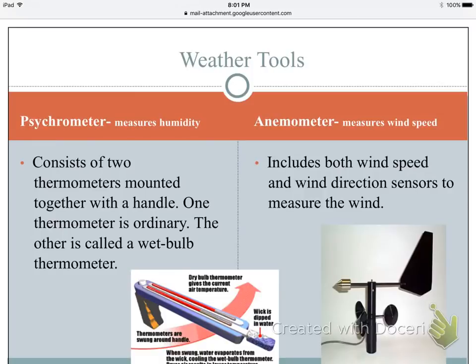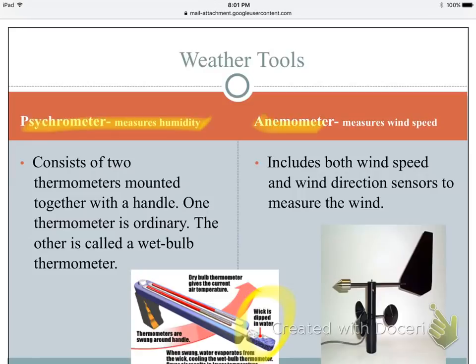Next we have a psychrometer, and that's going to measure humidity. A psychrometer has a handle that you swing, and there are two thermometers mounted on that handle. One thermometer is a regular one, and the other is called a wet bulb thermometer. So there's a dry bulb and a wet bulb, and you spin the handle, and the wick is dipped in water, as you see right here on the end. And as you swing it, it is going to show you the amount of humidity in the air.